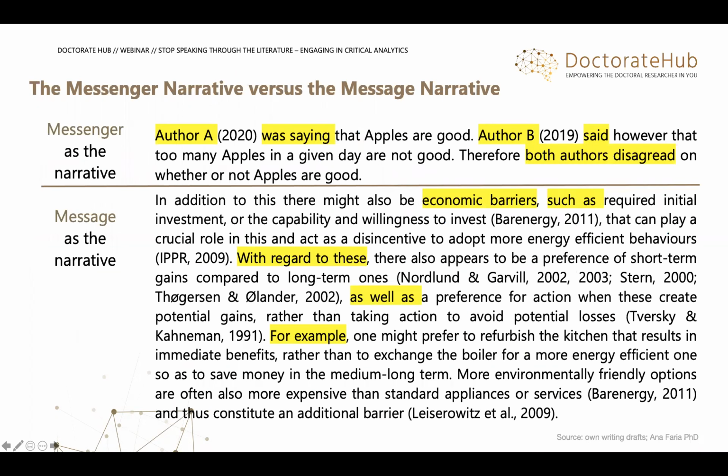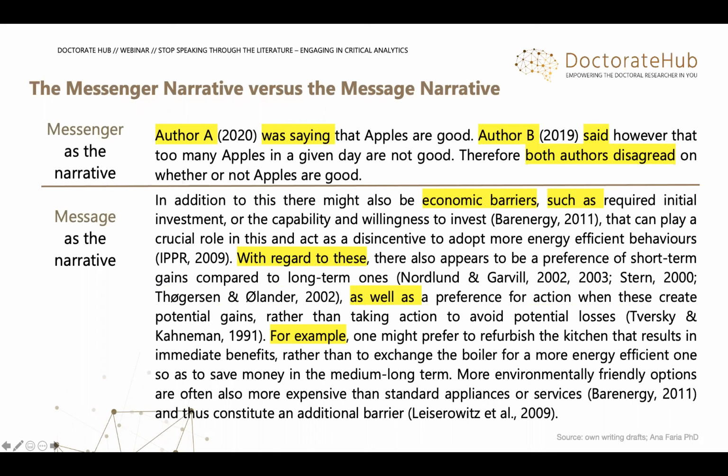Likewise, there is a messenger narrative versus the message narrative. Early writing and more descriptive writing is characterized by a messenger narrative. For example, author A was saying that apples are good, author B said, however, that too many apples in a given day are not good, therefore both authors. So the narrative here is authors, but not apples, or why they might be good or not good.